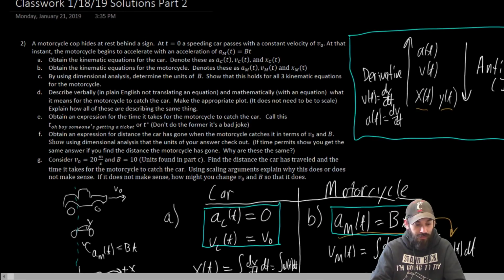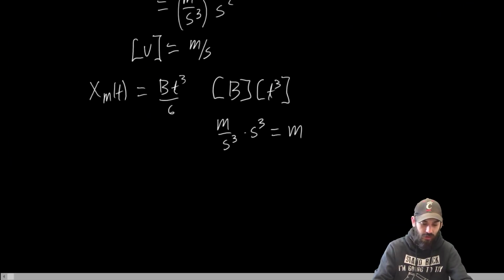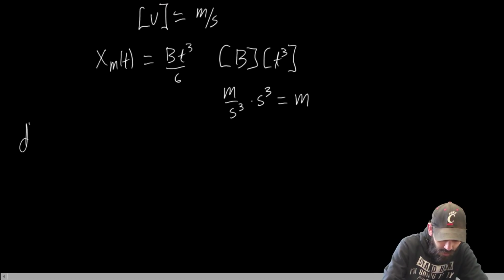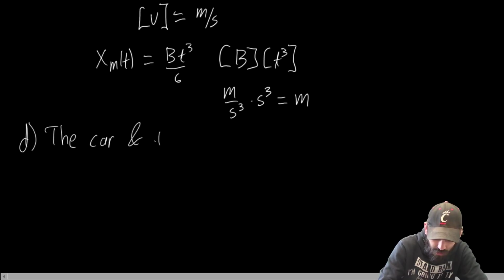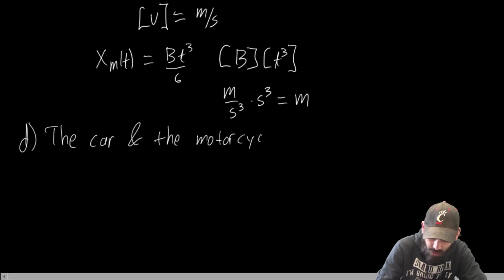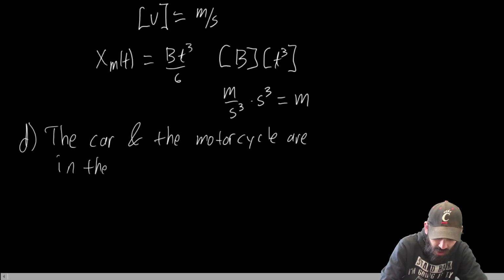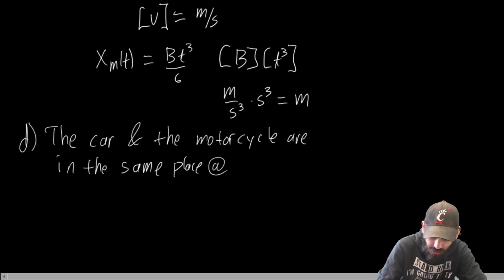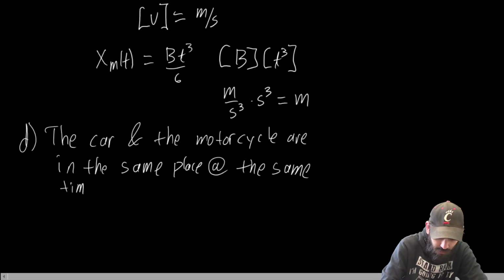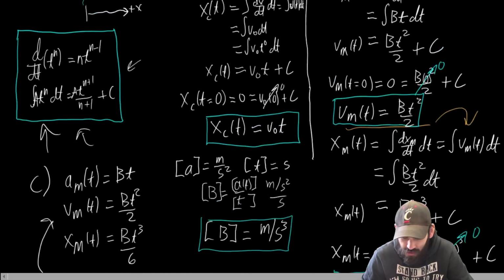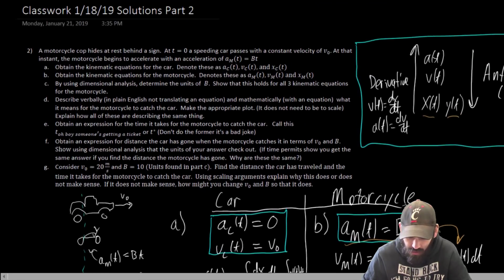Okay? So for D, the car and the motorcycle are in the same place at the same time. Okay, so let's see what that means in terms of mathematics.